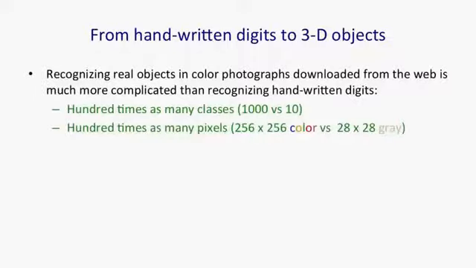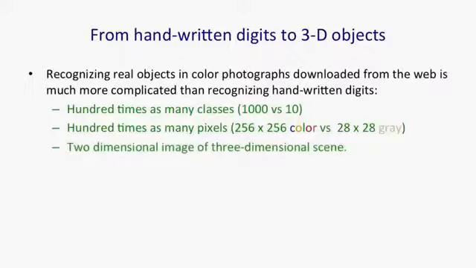Secondly, there are many more pixels. Even if we use downsampled images that are only 256 by 256 with color pixels, that's still 100 or 300 times as many pixels. Another factor is that in real scenes you have to deal with the fact you've got a two-dimensional image of a three-dimensional reality, so a lot of information's been lost. And real scenes have clutter of a kind that doesn't occur in handwriting.